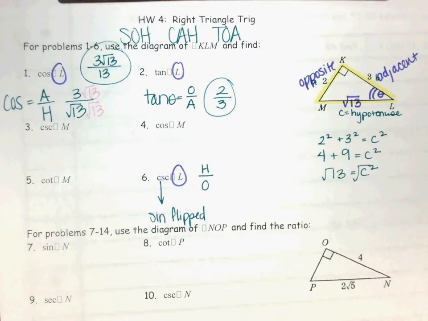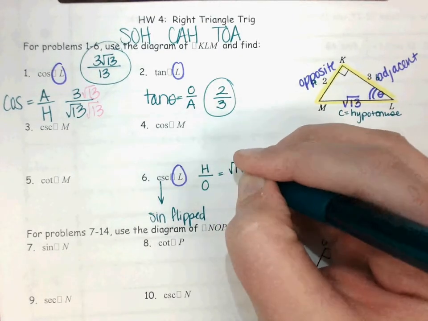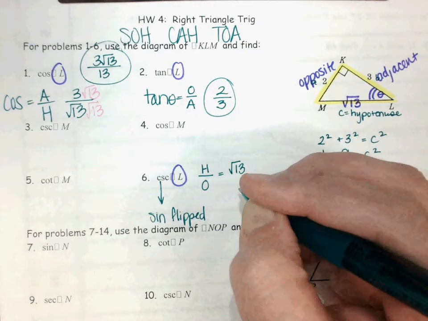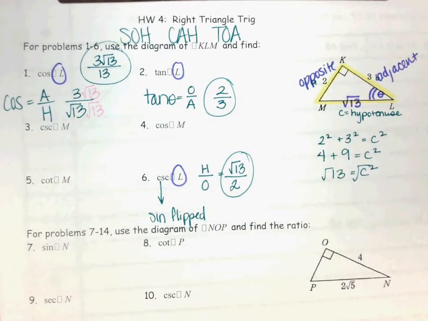Okay? So what is my hypotenuse? Square root 13, and then what is my opposite? 2. Now, am I going to have to fix that? No, because the square root ended up on the top, and square roots on the top you don't have to fix. Everybody good with that?